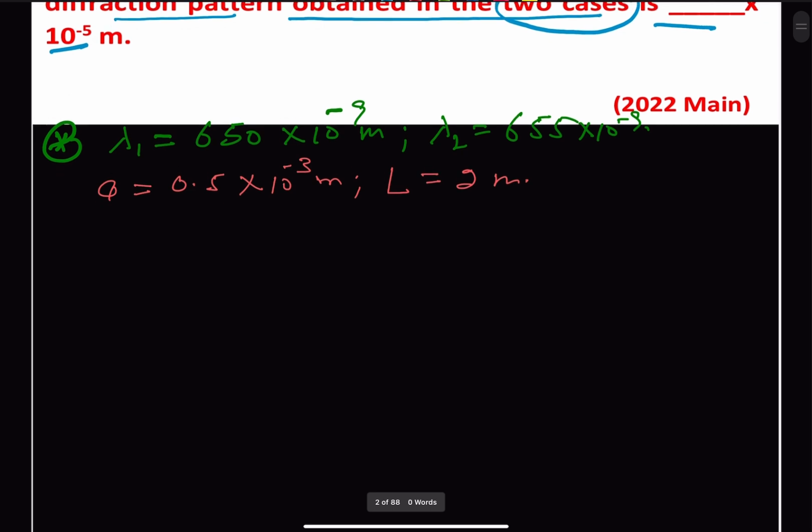For this calculation we are going to use two formulas. The first formula is for the first maxima in a single slit diffraction, that is a sine theta is equal to 3/2 lambda. Also we are going to use the small angle approximation, that sine theta is approximately equal to tangent theta, which is equal to y upon L. We are going to use two formulas.